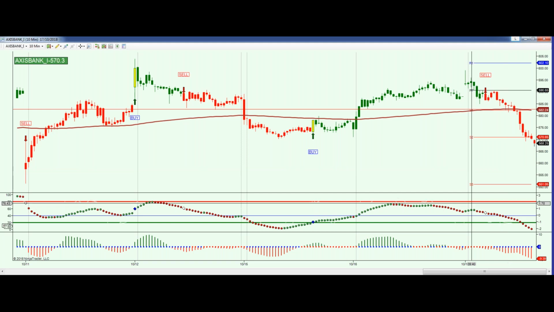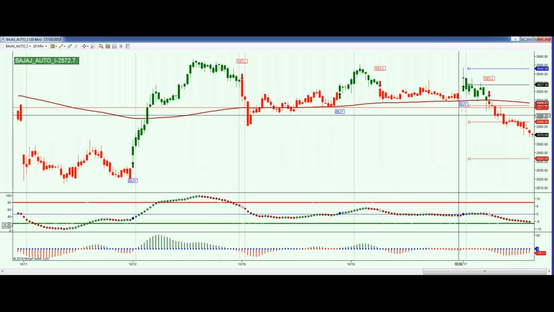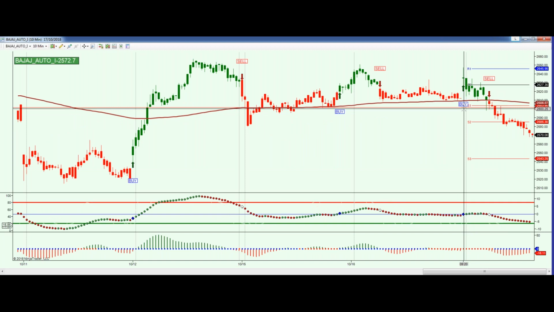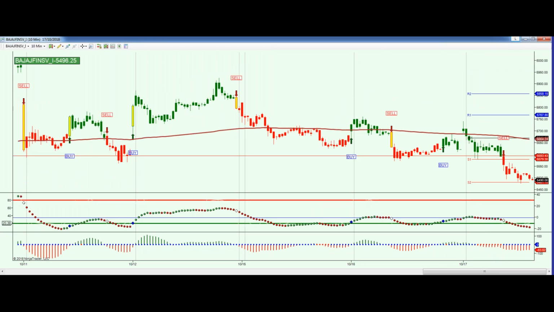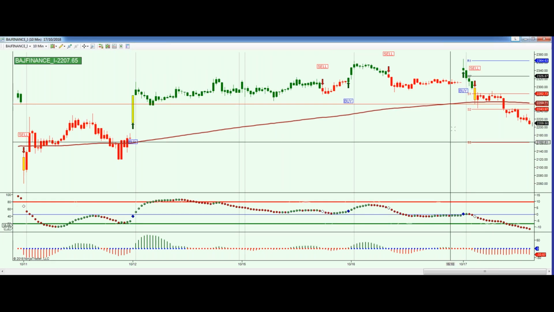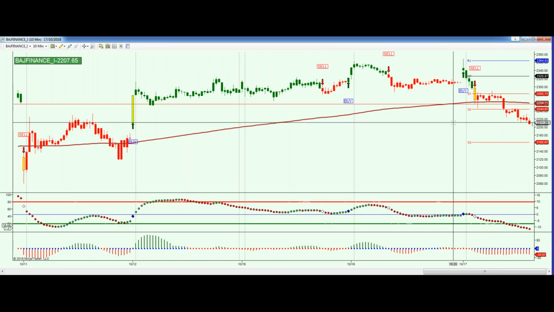And Bajaj Auto, you can see our entry price was 2,603. Now it is at 2,570. And we have Bajaj Finserv. We have a sell call here again at 5,578, and now it is at 5,490. And we have Bajaj Finance. Our entry was 2,287. Now it is at 2,207.